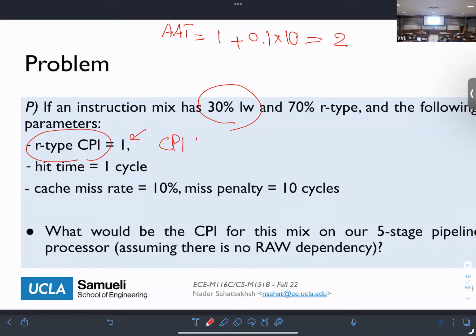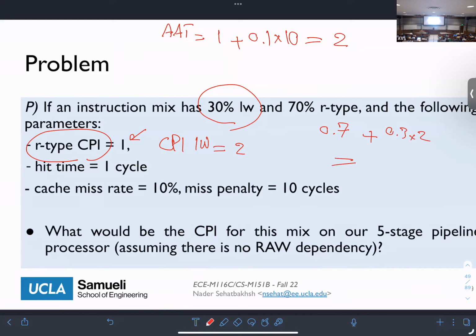Okay, so what this says is that the CPI for R type instruction is 1, the CPI for LW type instruction is 2, and the rest is just an average sum of 30% of 2 plus 70% of 1, right? So that would be your average CPI time, right?